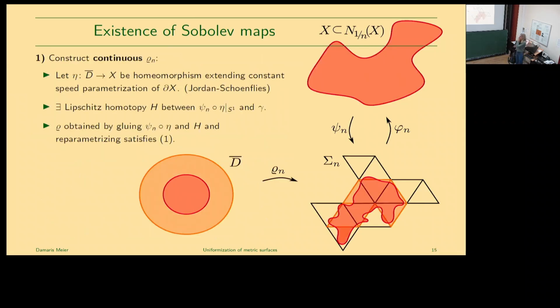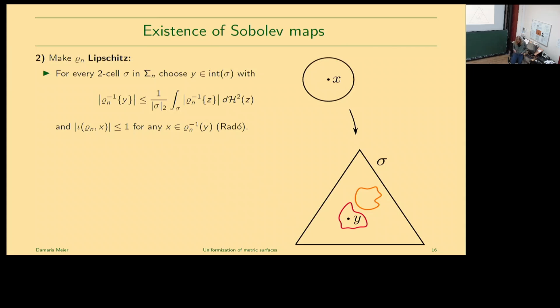So this is how we construct this continuous map. Now, to make it Lipschitz, we have to choose good points in our simplicial complex. We take a point inside a 2-cell such that the multiplicity of the point is less than the average multiplicity. This is true for almost every point, or at least we find a large subset for which this is true.